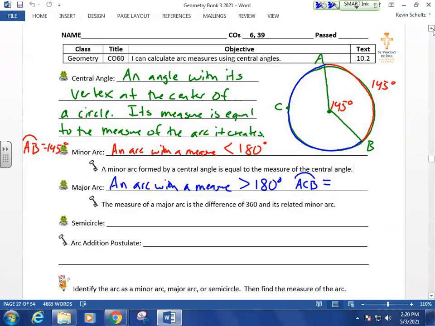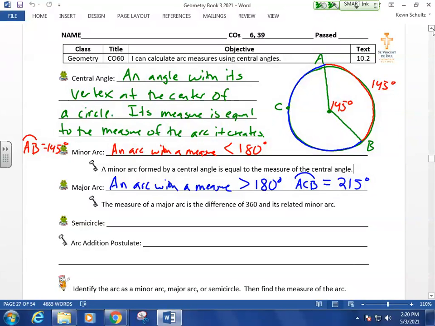215. And how'd you get that? Well, the area around the circle is 360. Right. Just like 180 is associated with any triangle, all 3 angles must add up to 180 degrees. All arc measures must add up to 360 degrees. So if we know the minor arc is 145, the major arc, since there are only 2 of them, would have to be 215. All right?